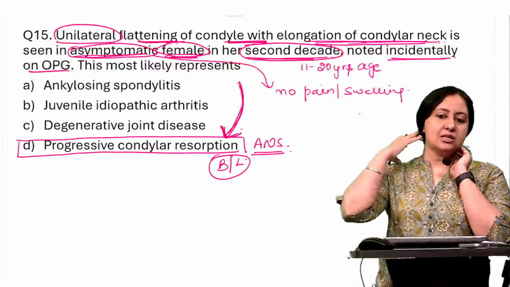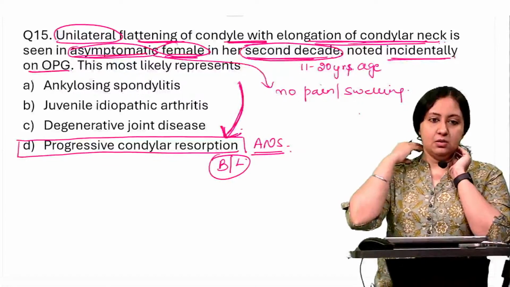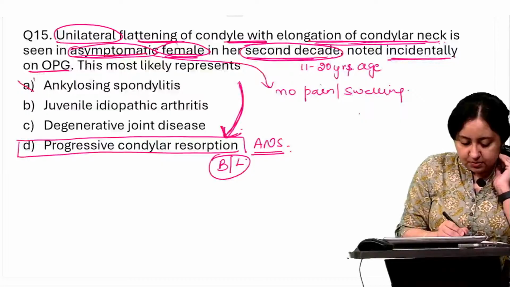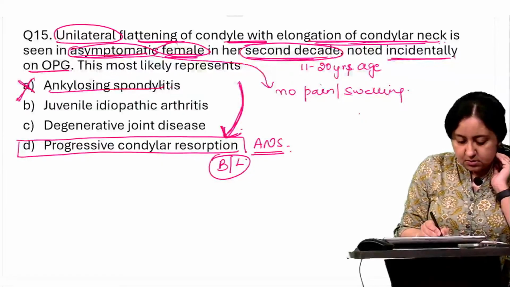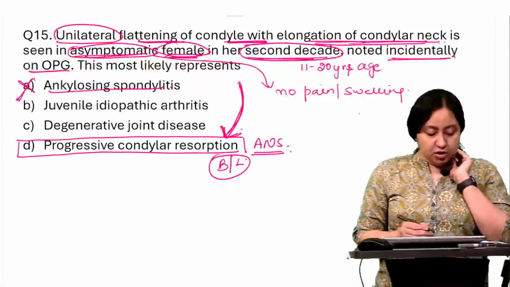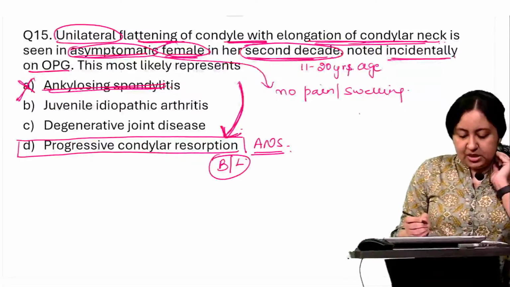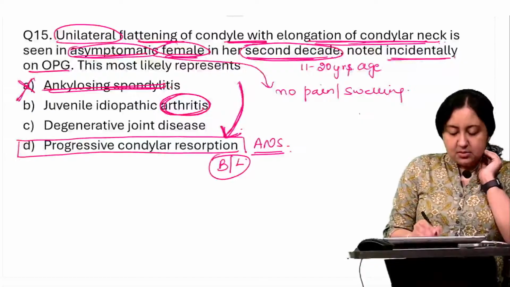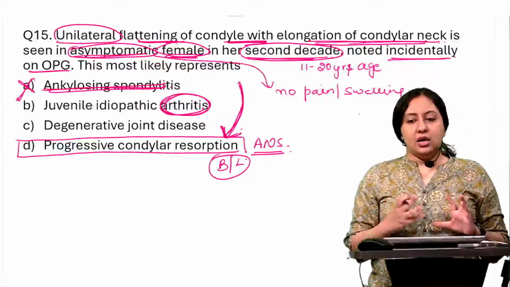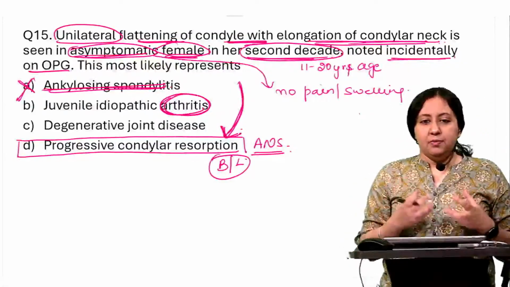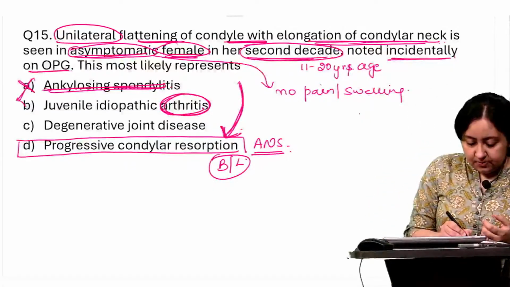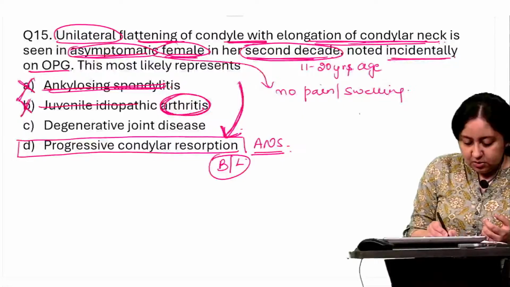Ankylosing spondylitis is something that affects the spine. So that is why this is ruled out. Now, juvenile idiopathic arthritis. Wherever there is the word arthritis, there would be inflammation, there would be pain, there would be swelling. Right? This is also ruled out.